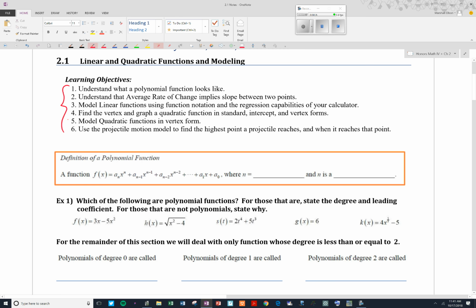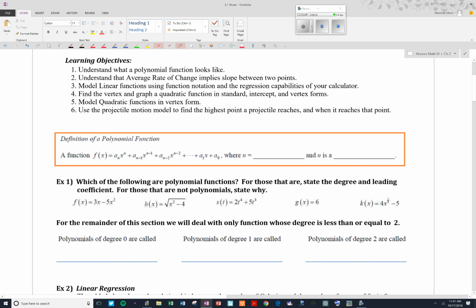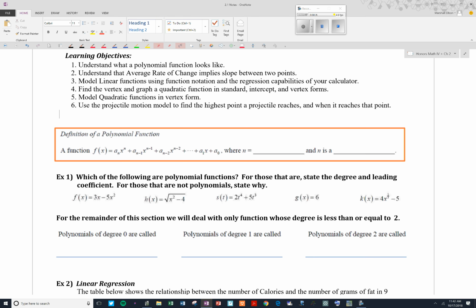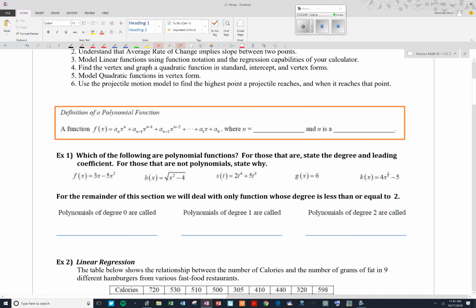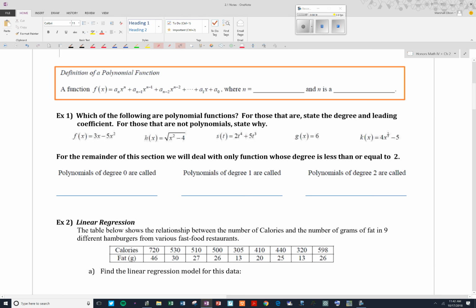You can take a look at these objectives if you'd like. As you go through them, you're going to realize it's a lot of stuff that we did in multiple chapters in Algebra 2. We're just going to combine it all together in one little section in Honors Math 4. So we're going to start with the definition of a polynomial function, which has a standard form right here. The main thing that we want to look at is what the degree of that function is.